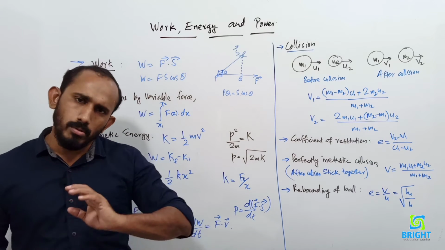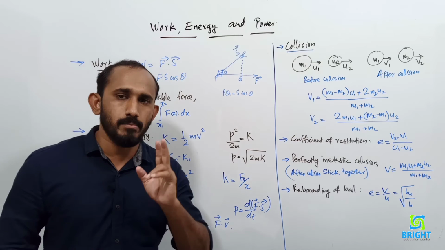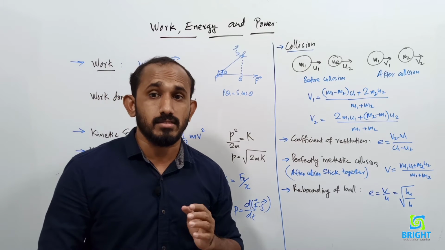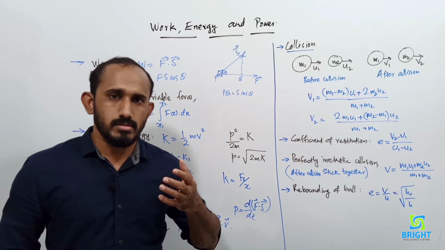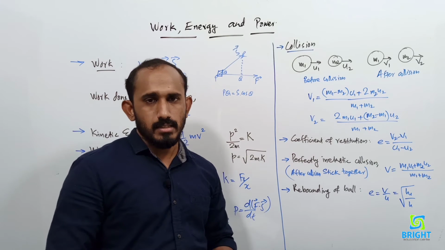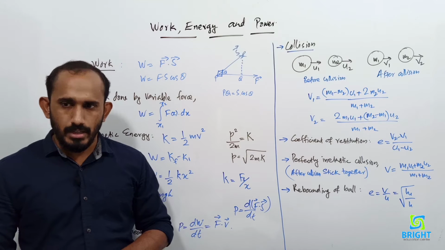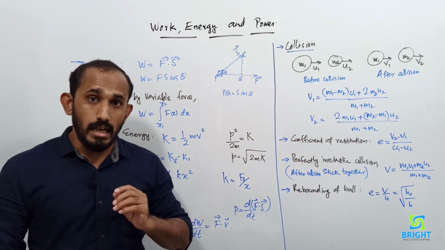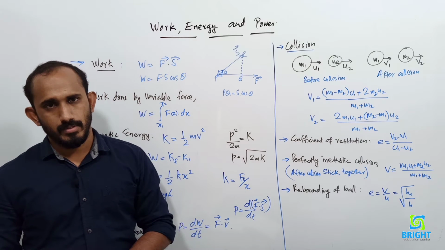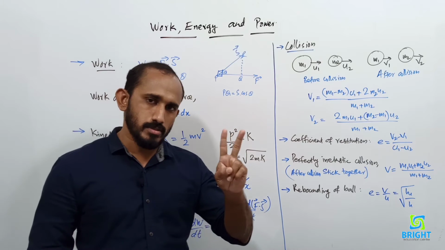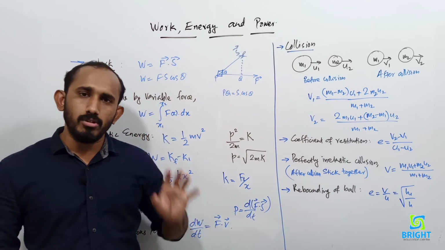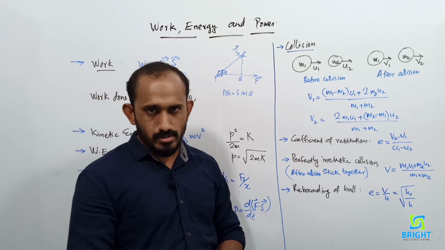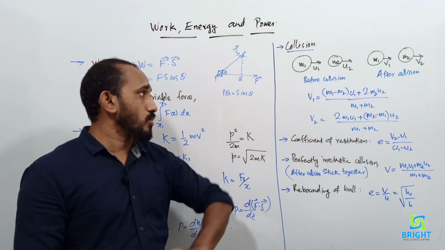In almost all the collisions, the total momentum is conserved if there is no external force acting. And if there is a conservation of energy also, the kinetic energy, then we will say that collision is elastic collision. So collision can be of two types, elastic and inelastic collisions. If both momentum and kinetic energy are conserved, that collision is called elastic collision.